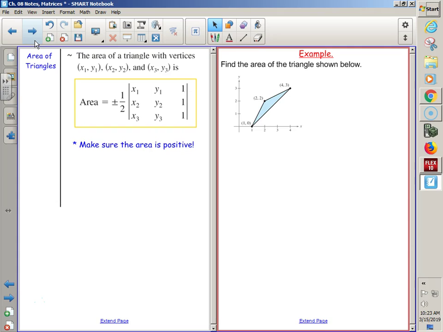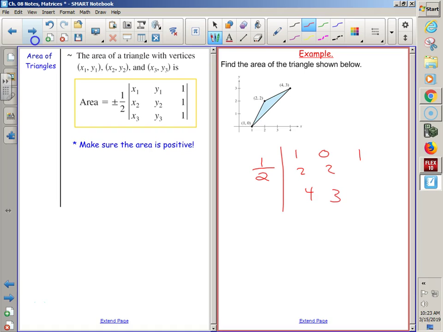But we can't put absolute value around it because in matrices it doesn't mean what it means with numbers. So they put this little plus minus thing. But long story short, just make it positive. So the cool thing is you guys are allowed to use your calculator. You put a 1/2 and you put these in any order. 1, 0, 2, 2, 4, 3. You add a third column of 1s.